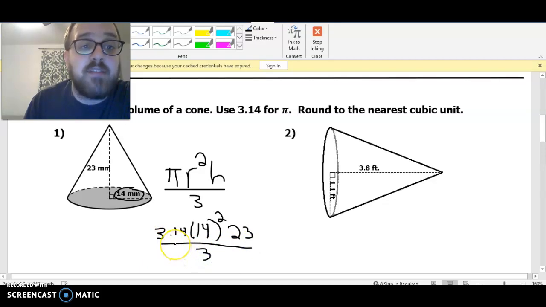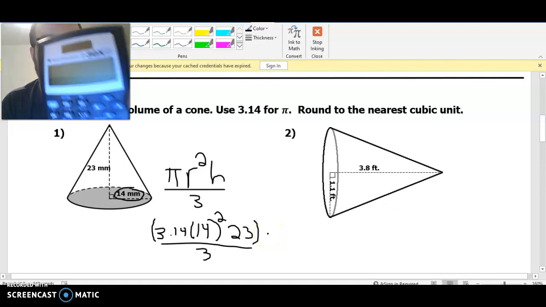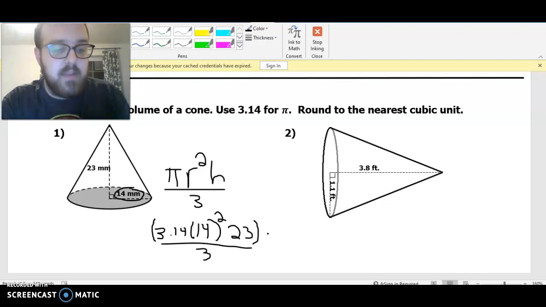I'll then type this into my calculator, and the calculator will tell me what the answer is. Now, if you're using your calculator at home, you need to be a little bit careful about this. We're going to make sure we put this whole numerator into parentheses. I don't know if you can see this super well, but I'm going to try to show you a little bit here. I'm going to plug in this top part by putting 3.14 times 14 squared times 23, and putting it all in parentheses.